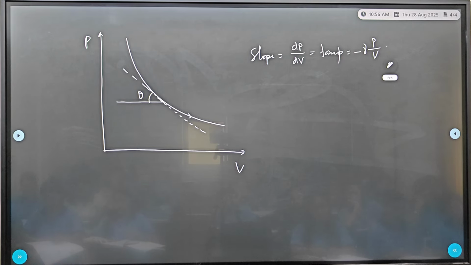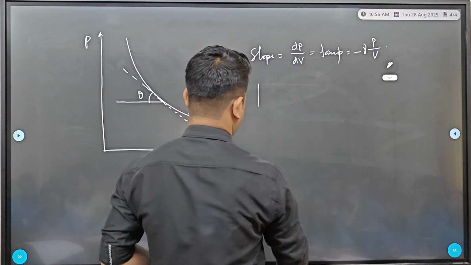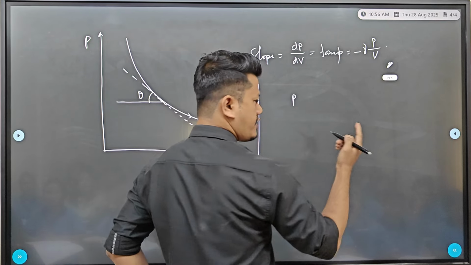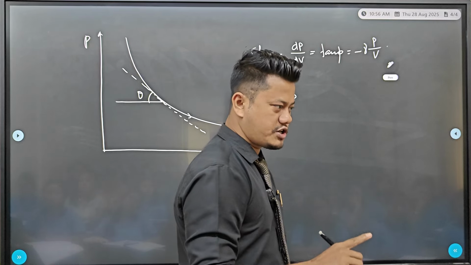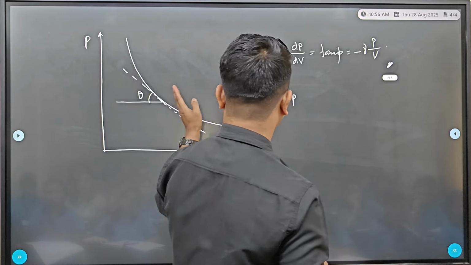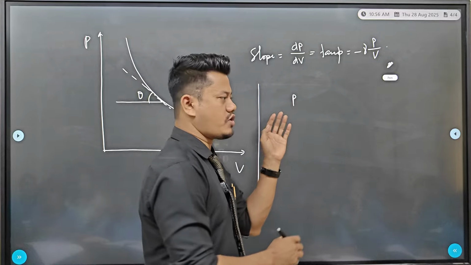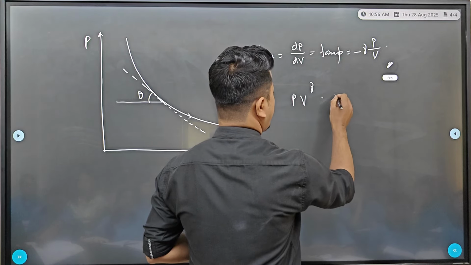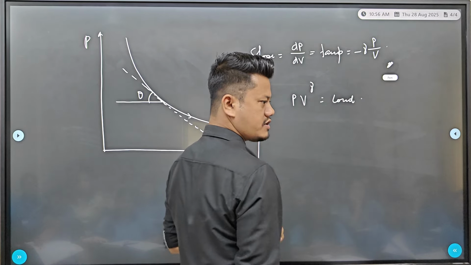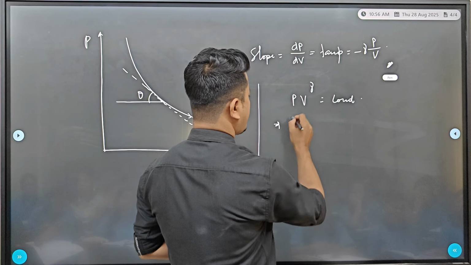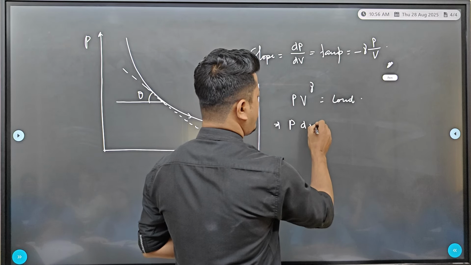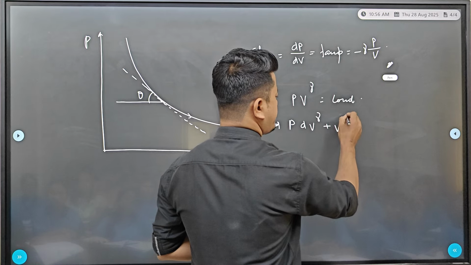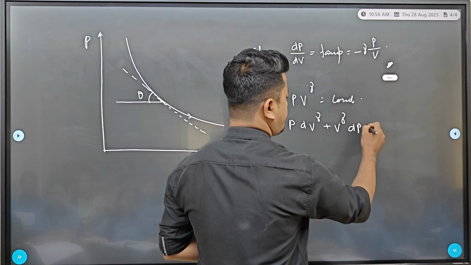Done. Okay, see, same to same process. Yesterday we have taken the equation of isothermal, right? Since we are going for the calculation of the slope of adiabatic, I'm going to consider the adiabatic equation, PV^gamma is equal to constant. Got it? Let me differentiate now. What I'll be getting? P d(V^gamma) plus V^gamma dP equal to 0, or not?